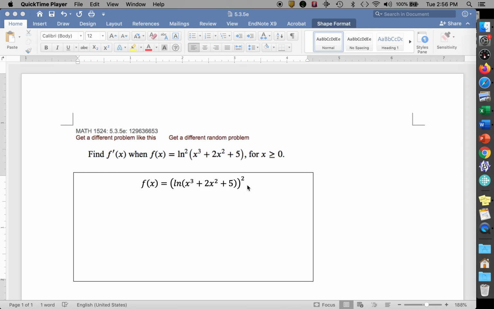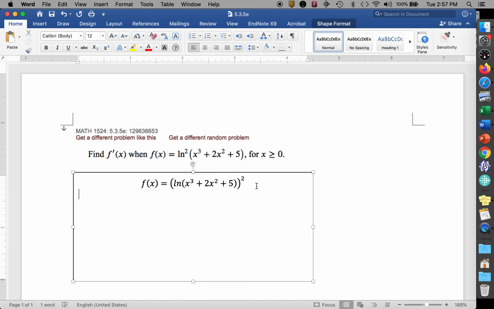Rewriting it this way helps us identify what the outside is versus the inside. This one has about 3 layers. We have the squared, which is the outermost layer, the natural log, which is the next layer, and then the innermost layer is the polynomial. So when we do our chain rule, remember we always start on the outside.